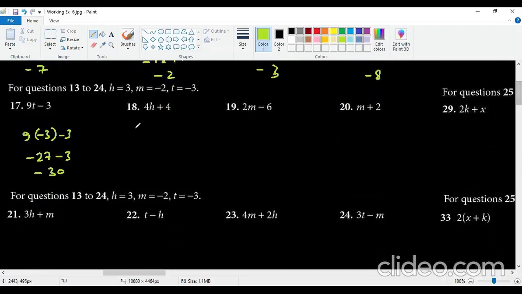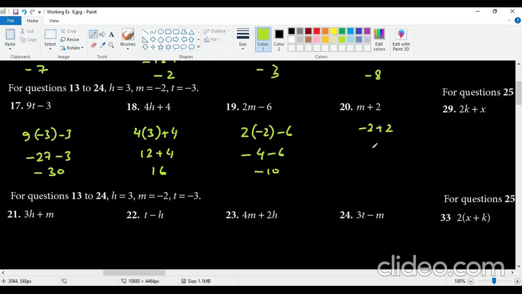4 times h, which is 3, plus 4. That means 12 plus 4 is going to give you 16. 2 times m, which is negative 2, minus 6: negative 4 minus 6 is going to give you negative 10. M is negative 2, and plus 2, this gives you a 0.